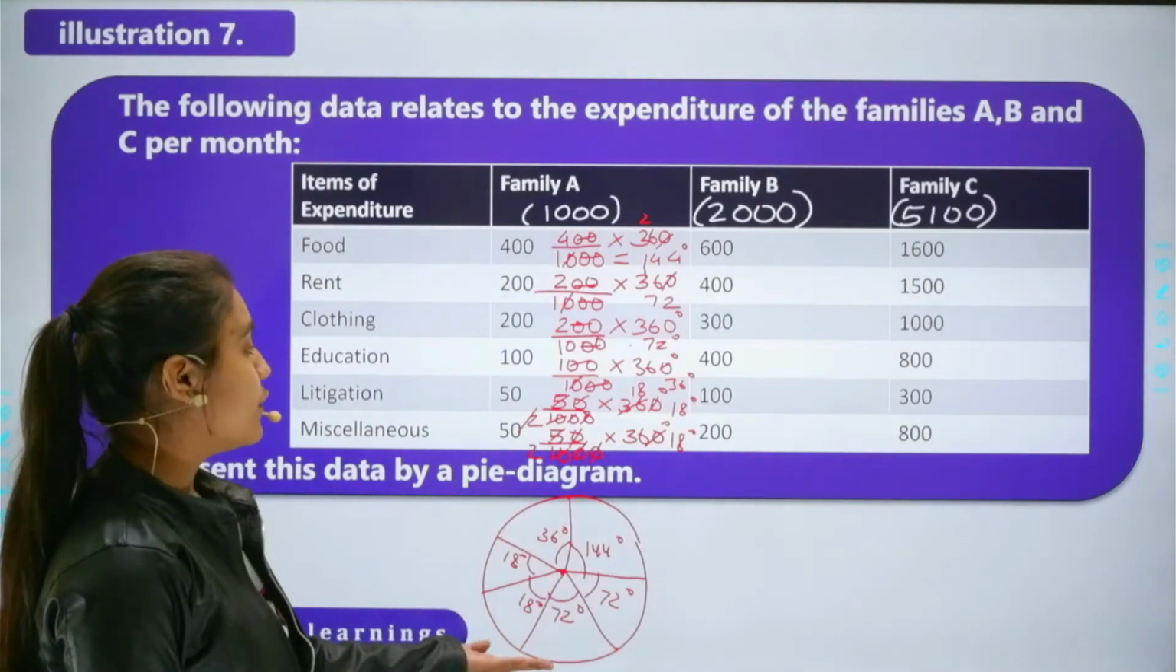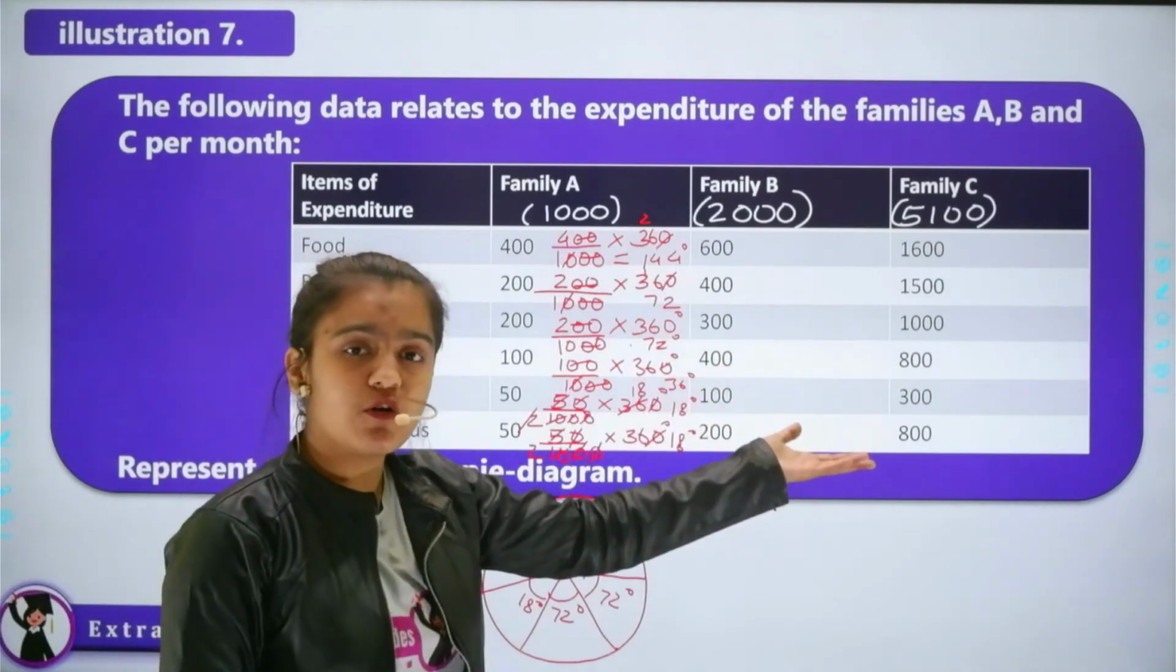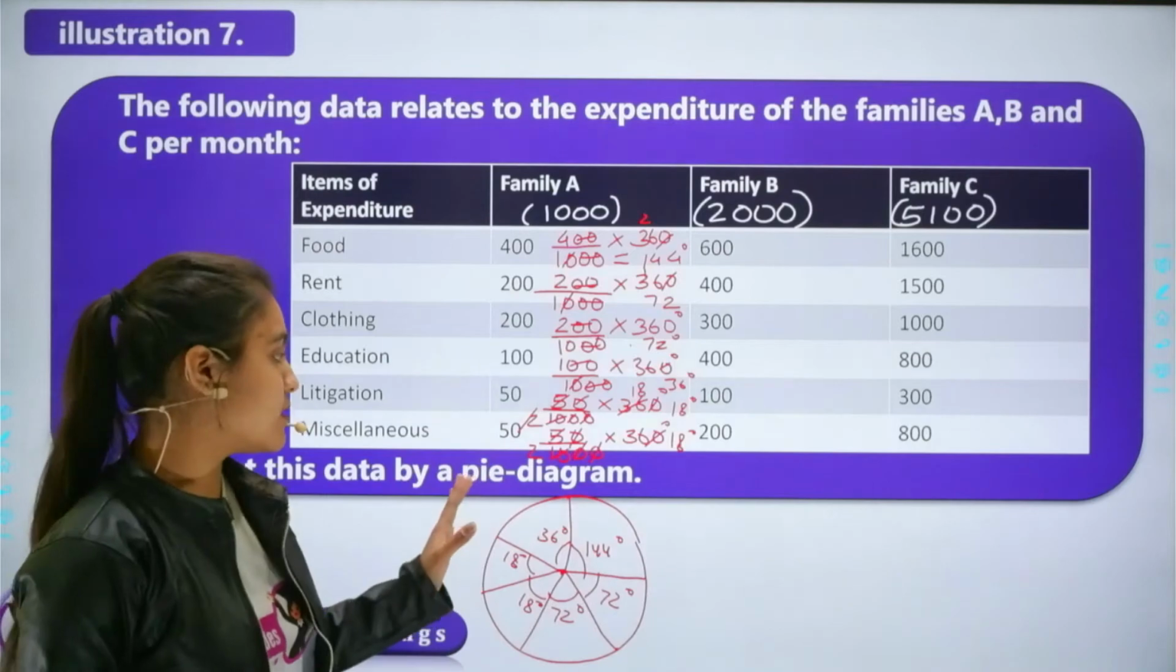So this is how we can draw the pie chart for this particular family. Similarly we can draw the pie chart for B also and for C also. You just have to draw the pie chart. No comparison has to be done in this question.